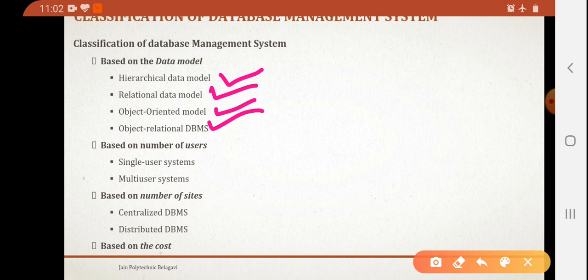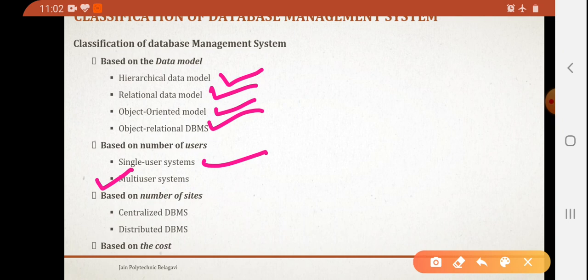Next we see classification based on the number of users. A single user system supports only one user at a time and is mostly used with personal computers. Multi-user systems, which include the majority of database management systems, support concurrent access, so multiple users can access the database. So this is based on the number of users.